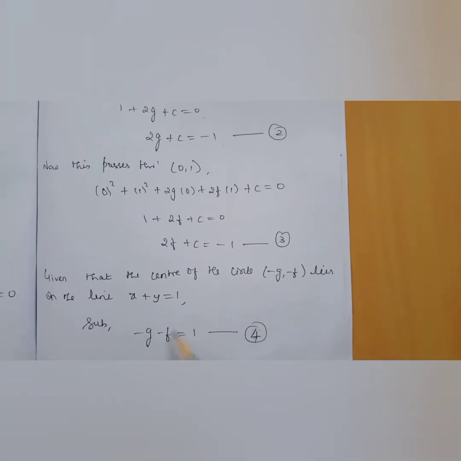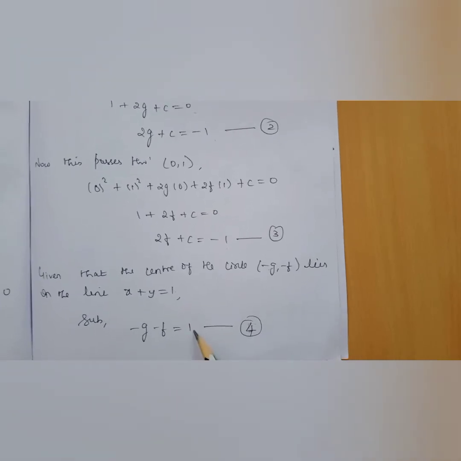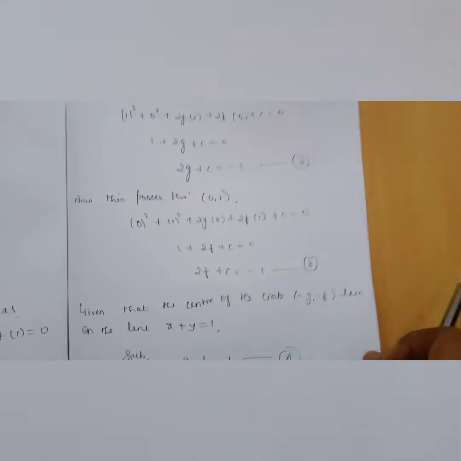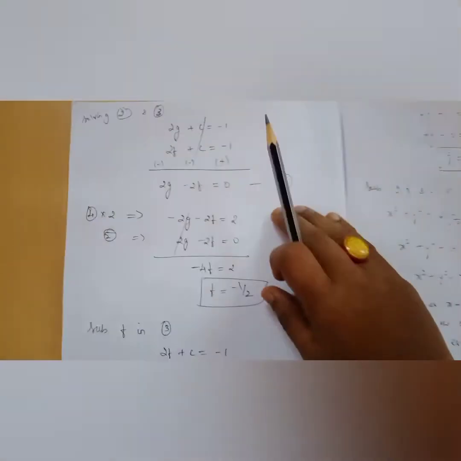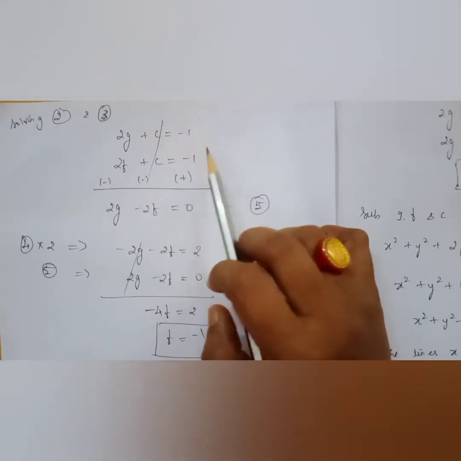So I will just substitute. In the place of x and y, I will substitute minus g minus f equal to 1. This is the fourth equation. Okay. Now I have 3 different equations. So I will just solve one by one. I have considered second equation and third equation.